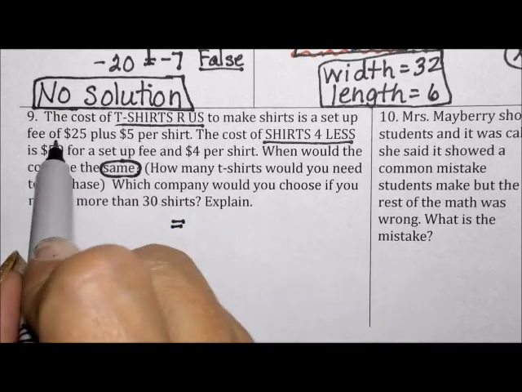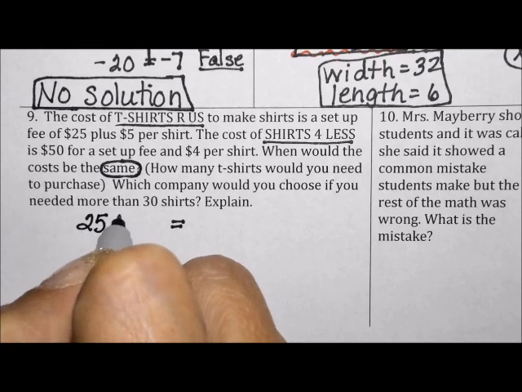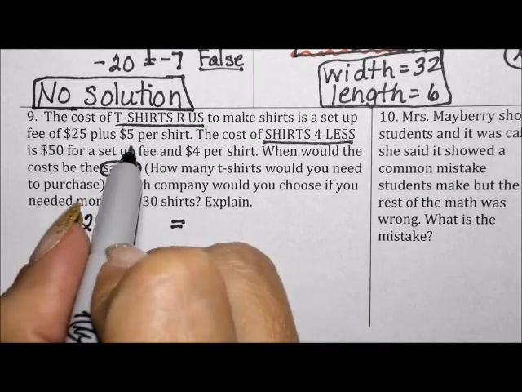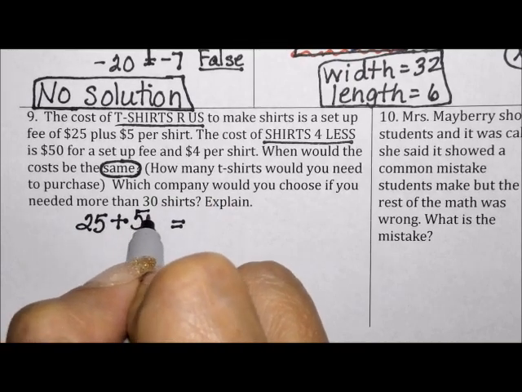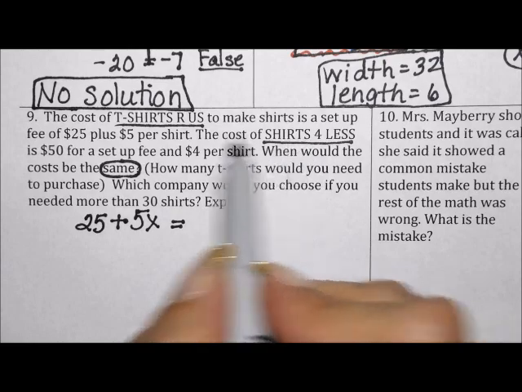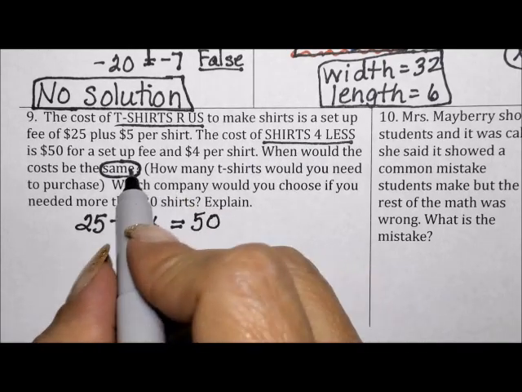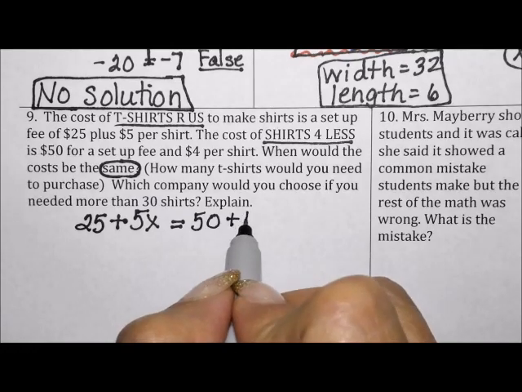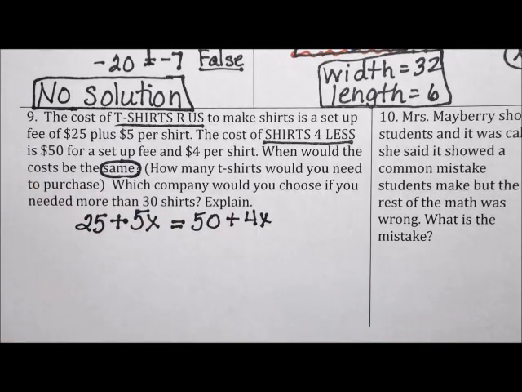Okay, T-shirts RS, to make shirts, $25 to set it up. Plus, what are they charging? $5 for every shirt. So let's do $5. We'll say X for every shirt. Shirts for less is charging $50 just to set it up. But they're only charging $4 per shirt. So when would this be the same? When would it be safe to go either route?